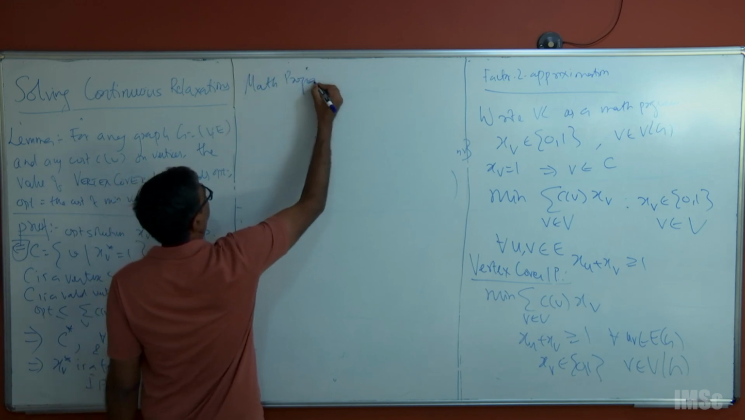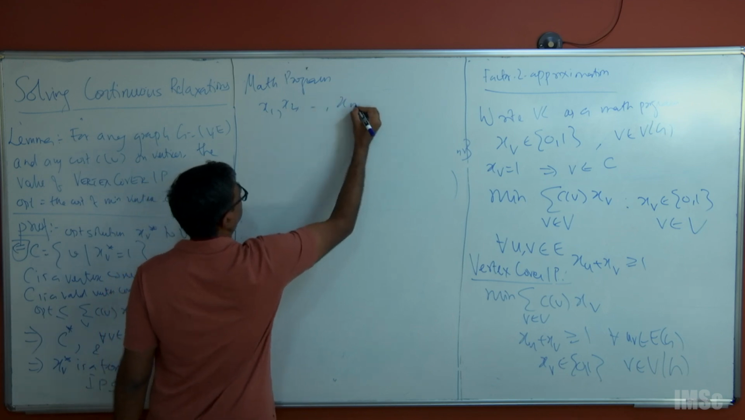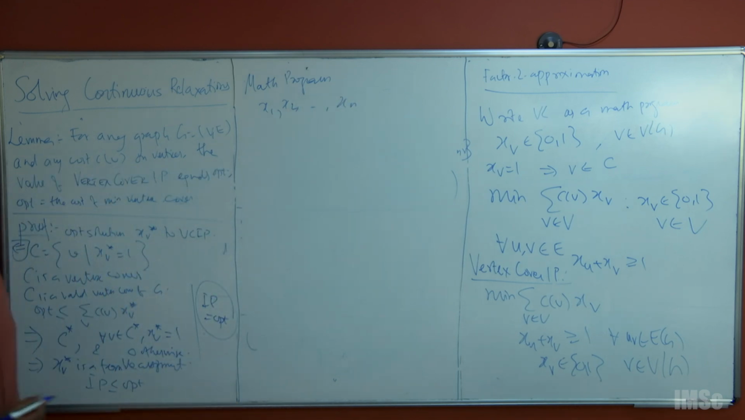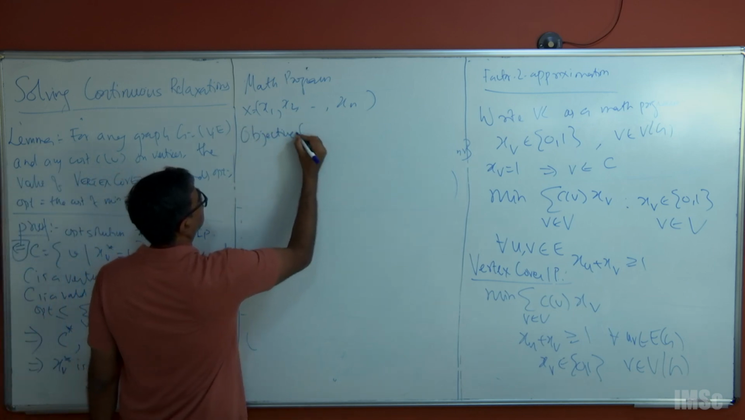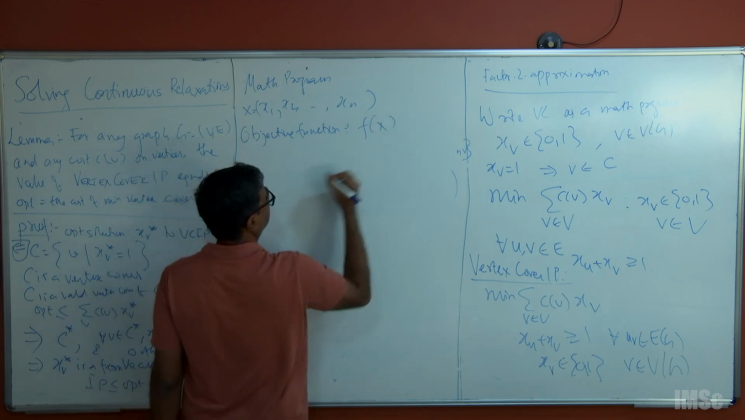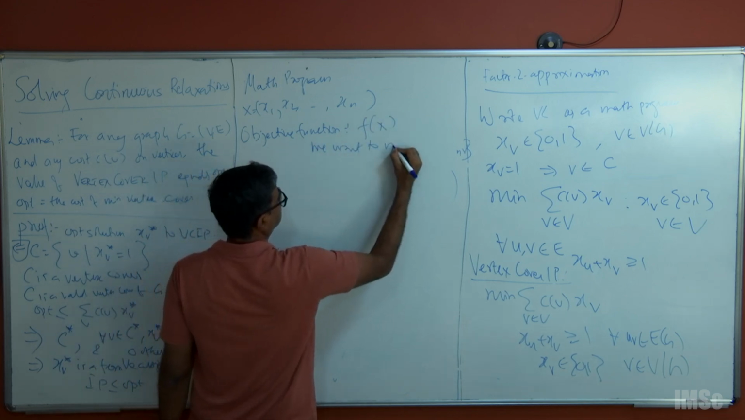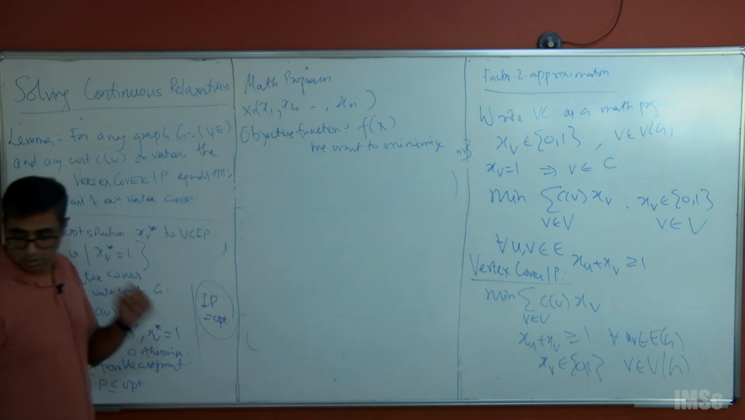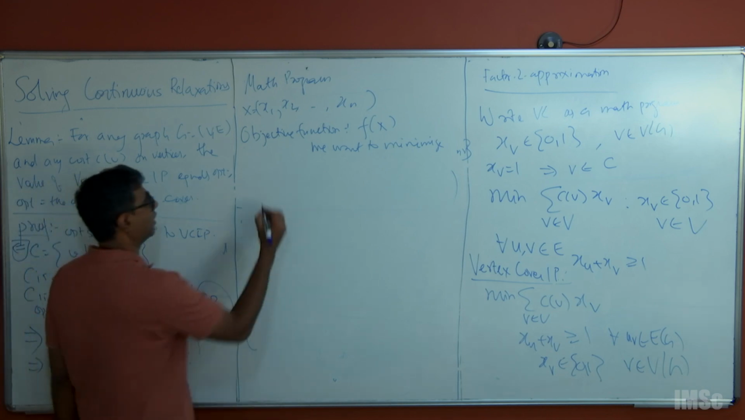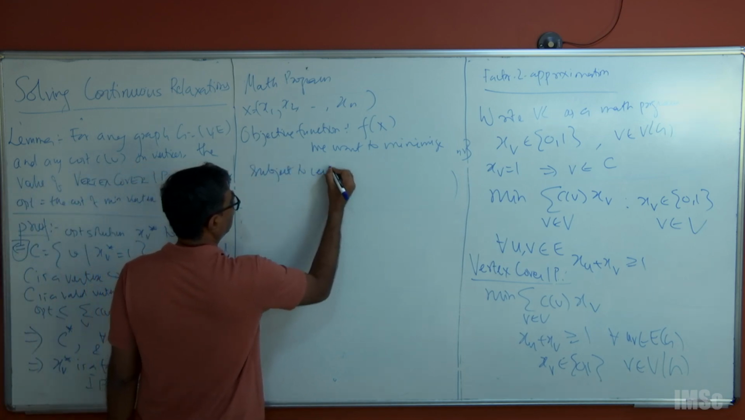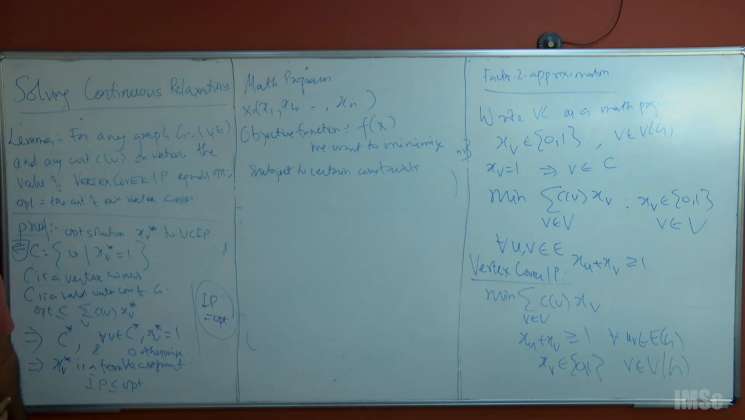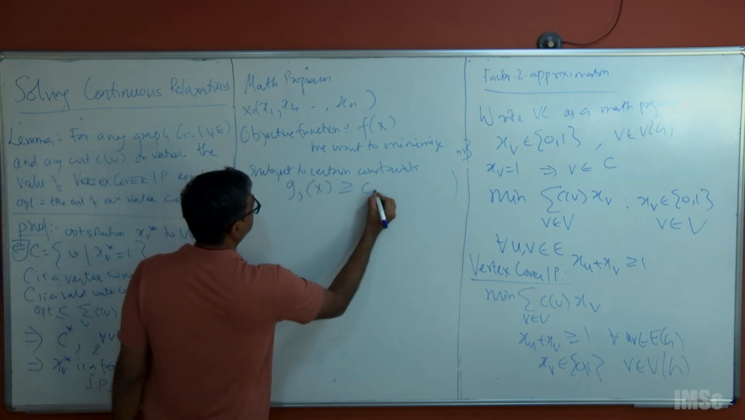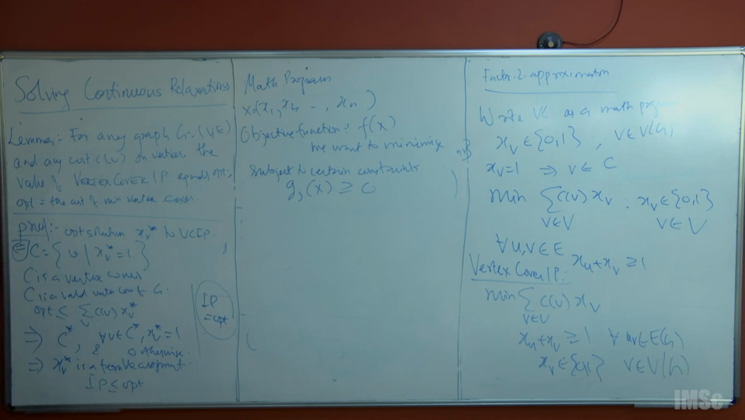A math program has some variables x1, x2, xn. I have n variables, x is basically this tuple x1 to xn, and we have some objective function f of x that we want to minimize. Sometimes we can also maximize, but let us focus on minimizing, subject to certain constraints. And what are those constraints? Of the form g j of x greater than or equal to 0. So, this is the general form.